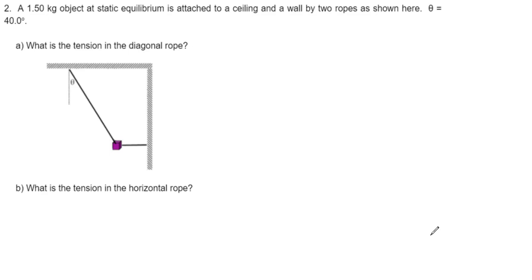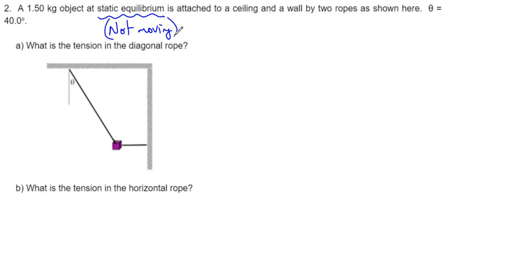Okay, number 2, I'm going to go ahead and get set up for you, and then I'm going to let you take over and do the rest of it. It says a 1.50 kilogram object at static equilibrium. Static equilibrium. In other words, it's not moving. Is attached to a ceiling and a wall by 2 ropes as shown here. Theta is equal to 40.0 degrees. A, what is the tension in the diagonal rope? B, what is the tension in the horizontal rope?